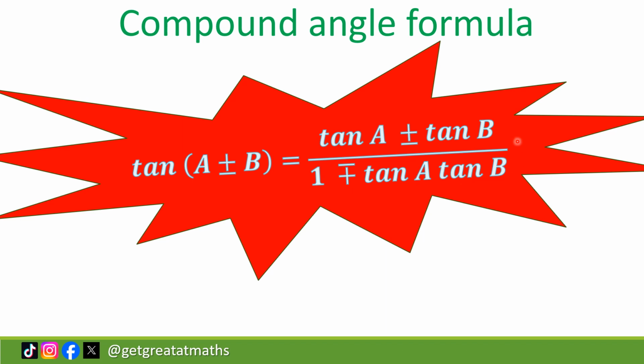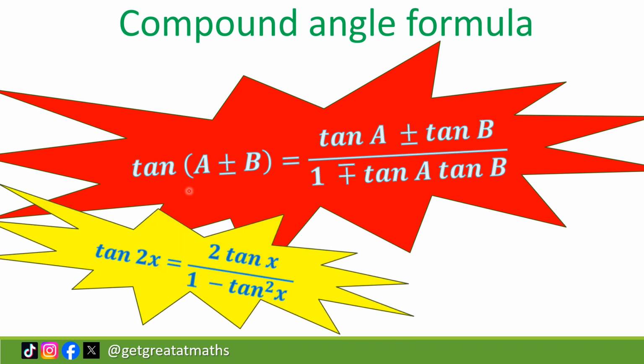So it's really important that you write these formulae out using your pluses and minuses, and be careful which way round the pluses and the minuses go. From here, I can replace A and B both with X to create a double angle formula. So tan of X plus X is equal to tan of 2X, it's going to be tan of X plus tan of X, which is 2 tan of X, all divided by 1 minus tan X times tan X, which is tan squared of X.